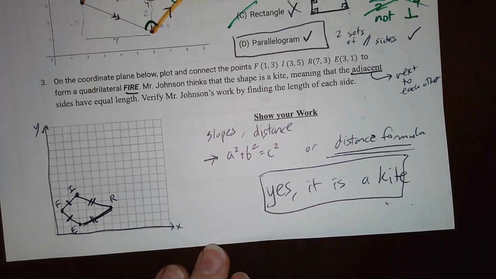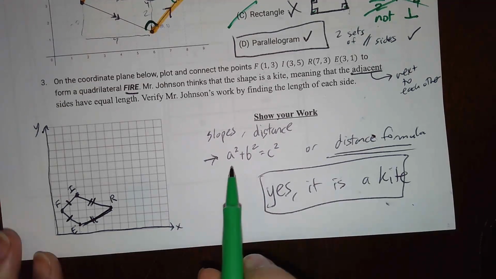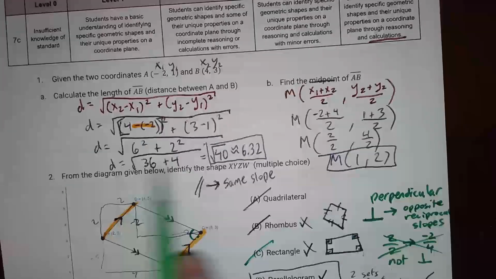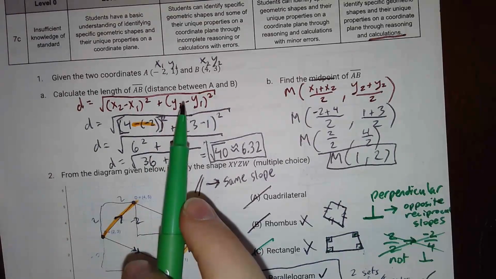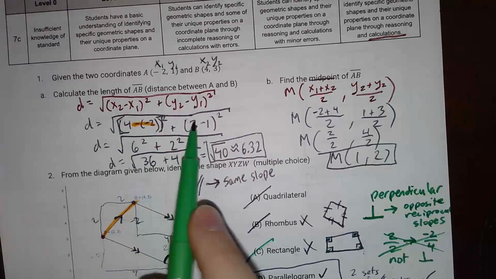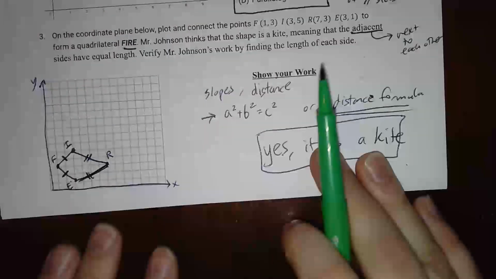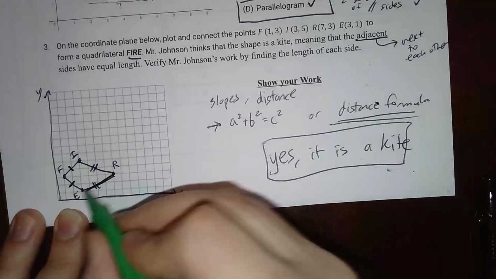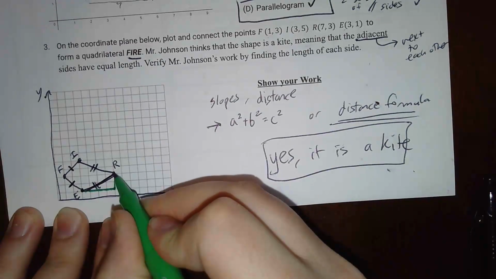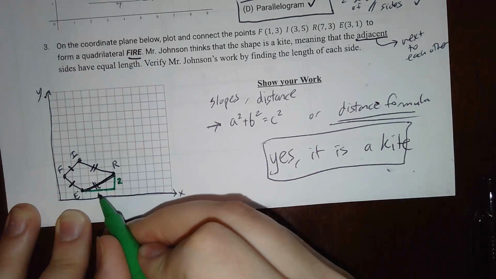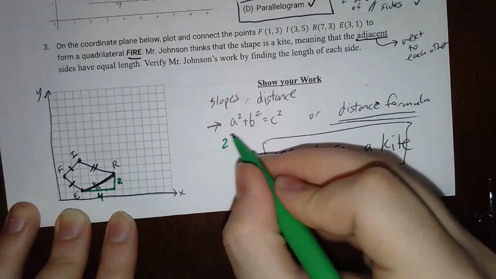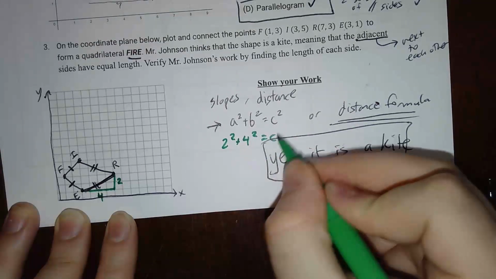Now, you might be wondering, how could I use the Pythagorean theorem instead of the distance formula? Because the distance formula takes a while to do and it's easy to make mistakes. But what about the Pythagorean theorem? If you did want to use it, you can just create triangles and do 2 squared plus 4 squared equals c squared.